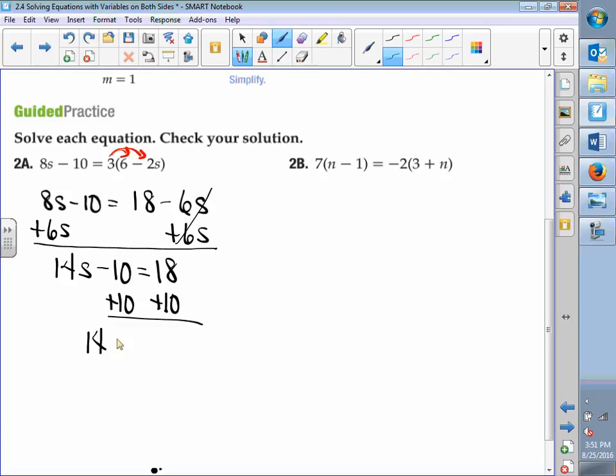We end up with 14s is equal to 28, and now we can isolate our variable by doing what? Division. We're going to divide by 14 on both sides, so s is equal to 2. Perfect. Anybody know how I check this? You what? Very good. You're just going to substitute your s back into your original equation, and if you get a true statement, then you got the right answer. If you did not, then you made a mistake somewhere.